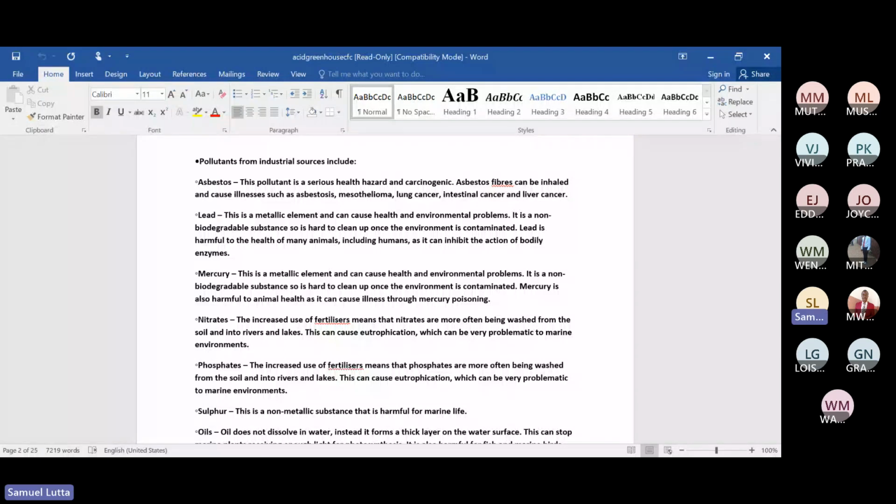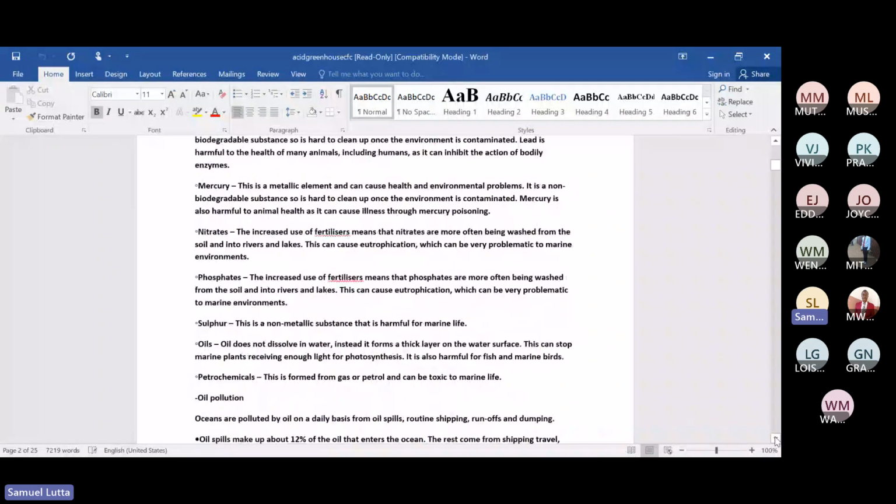aquatic creatures. And then the other product that can also cause pollution is sulfur. It's a non-metallic substance, but it's also harmful when it is used in excess. And then we know the other source of pollution from industry could be oil. So oil normally pollutes the water through accidental leakages or from products from the industries.